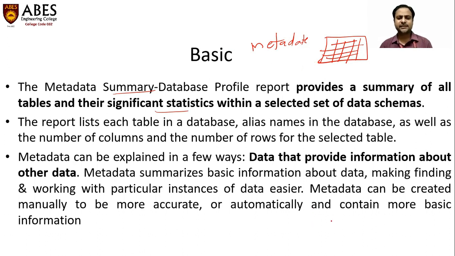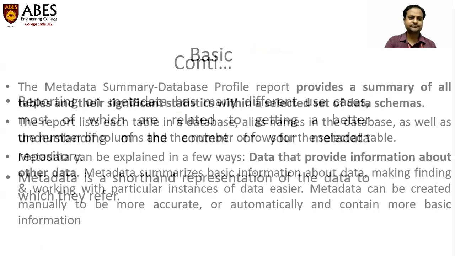So metadata can be explained in a few ways: it is data that provides information about other data. Mainly, this is termed metadata. Also, as per the earlier scriptures and in recent textbooks, metadata has been described as summarizing the basic information about the data to make finding and working with particular instances of the data easier. Metadata can be created manually to be more accurate, or automatically for the basic information.